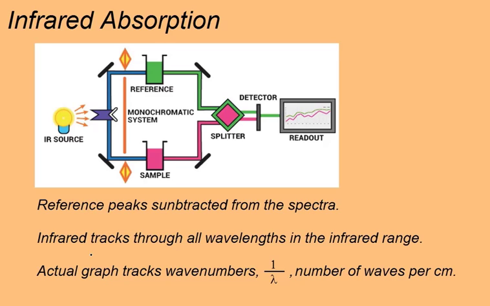Now that readout, you might think, would be the frequency compared to the energy being absorbed through the wavelength of the radiation. But we actually take the wave numbers for the graph, which is calculated by taking the wavelength over 1. So this gives us a number of waves per centimeter, rather than using the frequency, which is a number of waves per second.